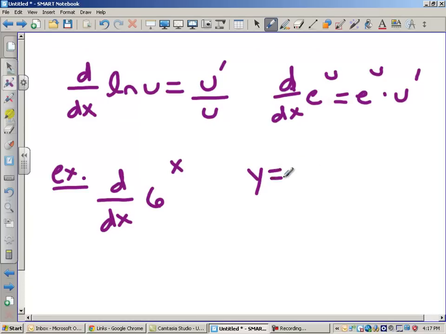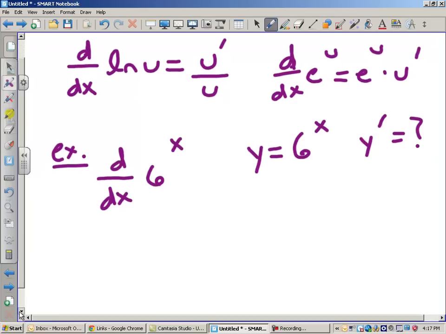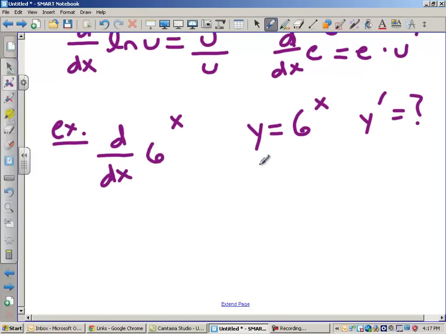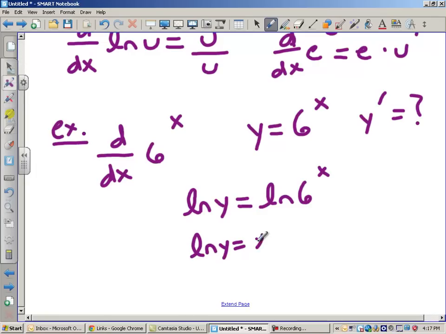So in other words, we have y equals 6 to the x. We would love to know what is y prime. So what I'm going to do is take the natural log of both sides. So I'm going to have the natural log of y is equal to the natural log of 6 to the x. Then I'm going to use my properties of logarithms and bring the x down in front. So the natural log of y equals x times the natural log of 6.